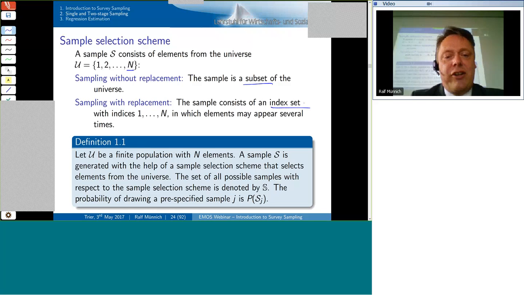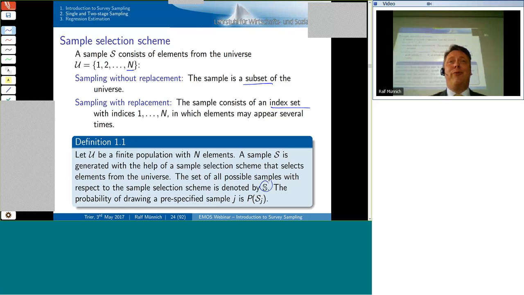A sample S is generated with the help of a sample selection scheme that selects elements from the universe. The set of all possible samples with respect to the sample selection scheme is denoted by this S with a double line. The probability of drawing a pre-specified sample j, so they are somehow all enumerated, is the probability of S_j. Well, now what we could do is write down every possible sample, look for the probabilities of the sample, and that looks to be very, very straightforward.